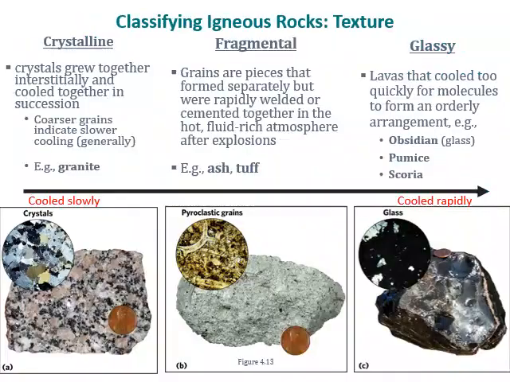Now let's classify igneous rocks in terms of their texture or grain size, just as we would with any other rock type. So the texture of igneous rocks can be crystalline, fragmental, or glassy. Crystalline rocks cooled slowly, whereas glassy rocks cooled very rapidly and were not allowed time for minerals to form. Fragmental rocks are kind of an in-between type that were exploded out of a volcano and were rapidly welded or cemented together in a hot fluid-rich atmosphere after an explosion.